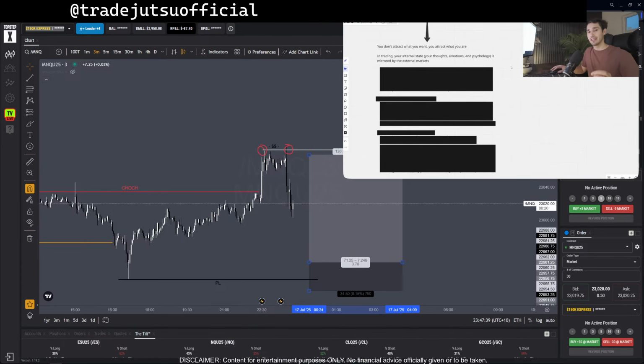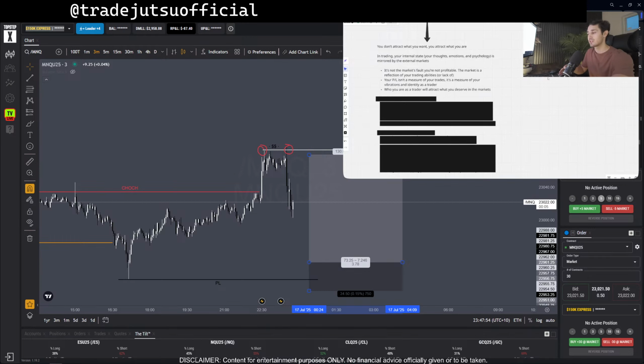The next thing that you really need to understand about the law of attraction is you don't attract what you want, you attract what you are. In trading, your internal state, which is your thoughts, your inner dialogue, your emotions, and your psychology, which by the way make up about 80% of your trading success, all of those things are mirrored by the external markets.